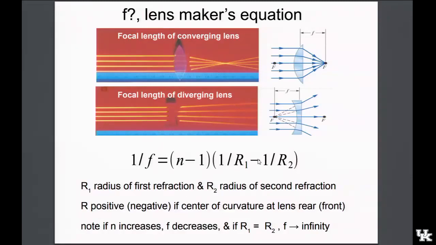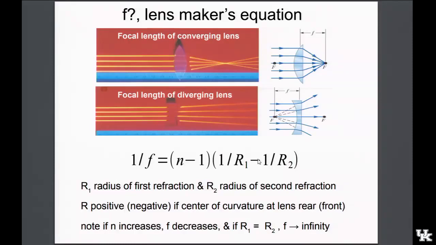If you increase n, so if we make n bigger and bigger as we go from glass to diamond, we're going to increase 1 over f, which means that we're decreasing f. We're making f shorter. We're making the thing converge more or diverge more. So that's embedded in this equation.